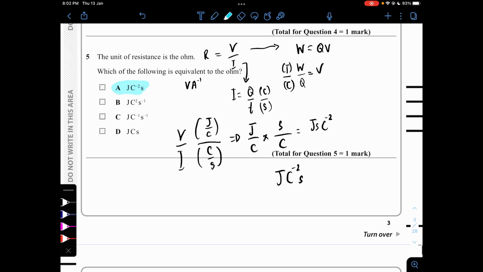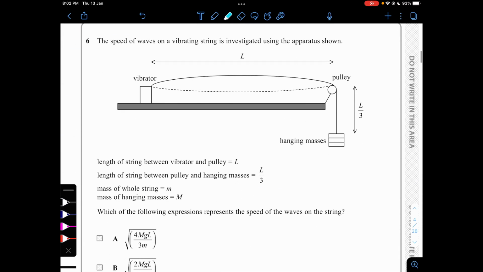Alright, let's move on to question number 6. So we have the speed on a vibrating string is investigated using the apparatus shown. The length of the string between the vibrator and pulley is L. The length of the string between pulley and hanging masses, which are here, is L over 3. Mass of the whole string is M. Mass of the hanging masses is M. Which of the following expressions represent the speed of the waves on a string?